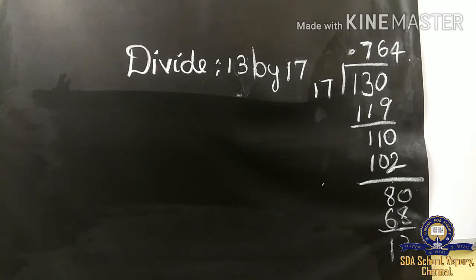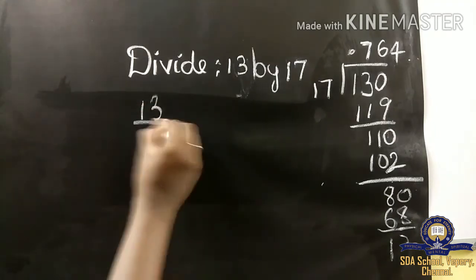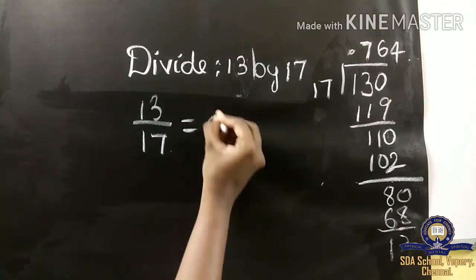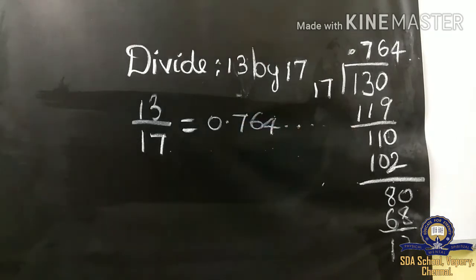will not be 0. So in this process, you can say that this is non-terminating decimals because it will go like this. It will never end. Okay. 13 divided by 17 is equal to 0.764 and so on.